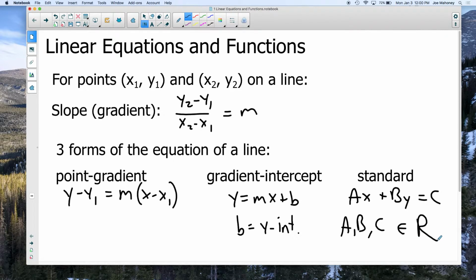Cool. And if I want to go back really quick to my point gradient one on the left, I like to write it this way, just because I like to be in a y equals form. But either one is acceptable. Your choice. Doesn't bother me.